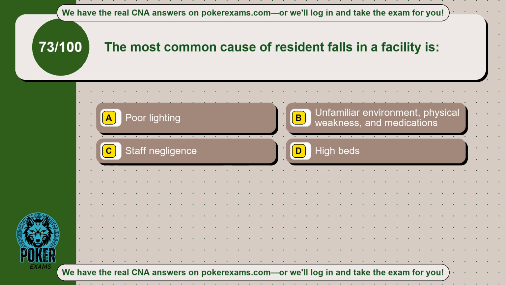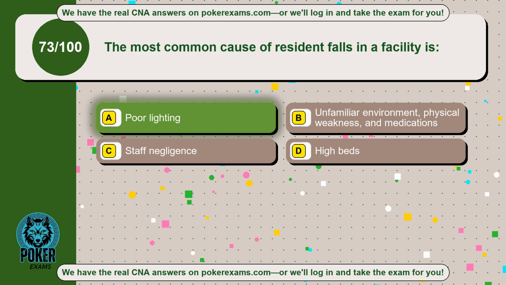Question 73. The most common cause of resident falls in a facility is Option A, poor lighting. Option B, unfamiliar environment, physical weakness, and medications. Option C, staff negligence. Option D, high beds. The correct answer is option A.